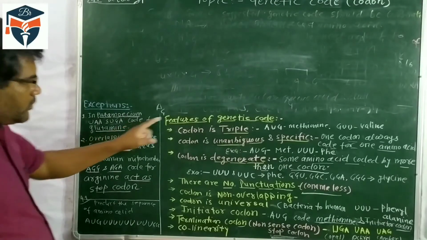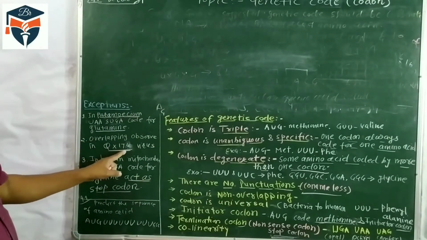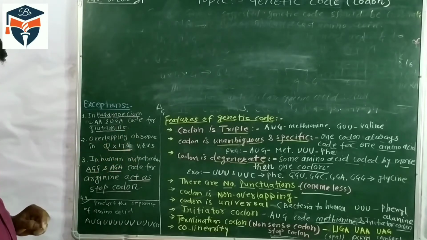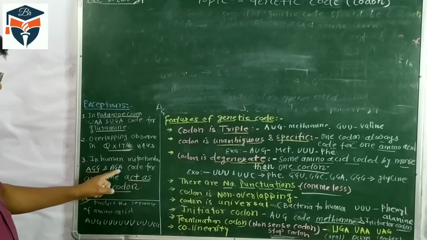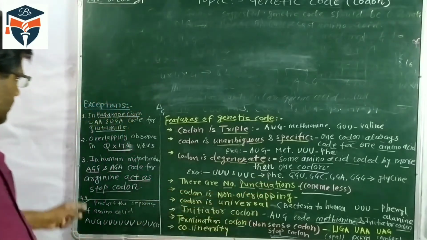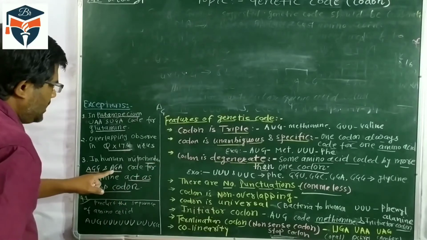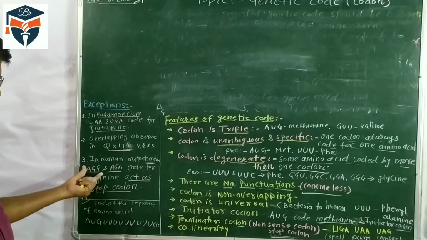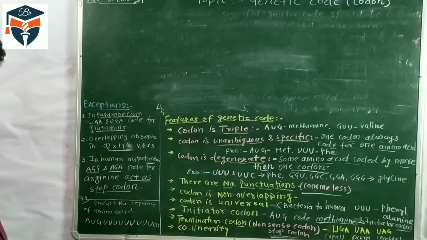So it is an exception. Similarly, I told you there is no overlapping, but in the phi X 174 virus, a bacteriophage, overlapping is optional. In human mitochondria, AGG and AGA, which otherwise code for arginine, act as stop codons. So they act as stop codons in mitochondria.